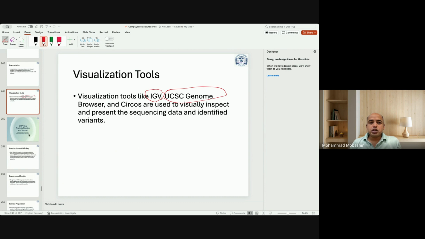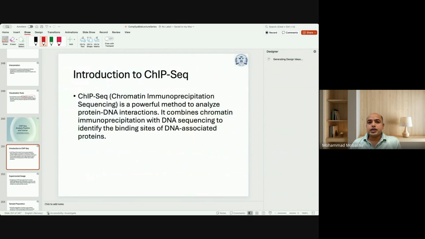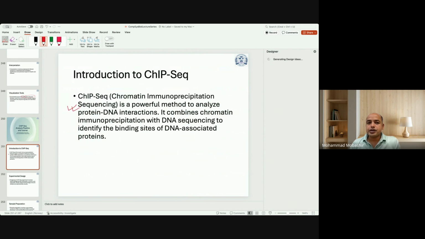Now, I'm coming to ChIP-seq data. So ChIP-seq data is basically chromatin immunoprecipitation sequencing, which is a powerful method to analyze protein-DNA interactions. It combines chromatin immunoprecipitation with DNA sequencing to identify the binding sites of the DNA-associated proteins. And this is biologically very, very important.